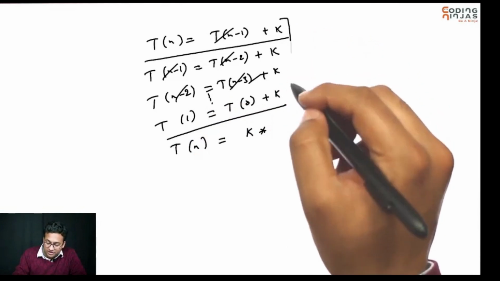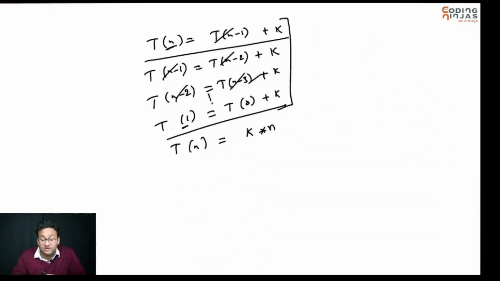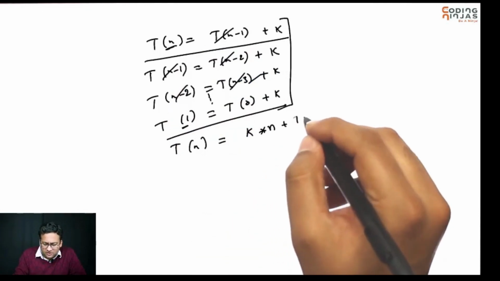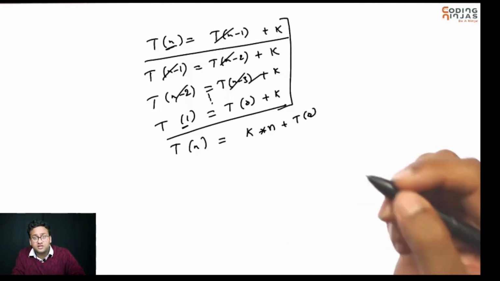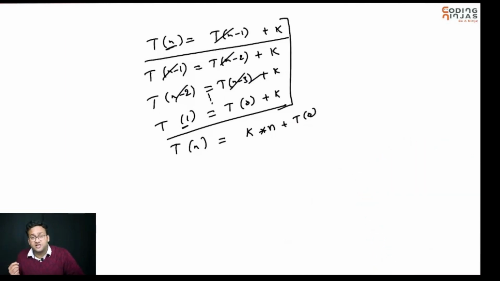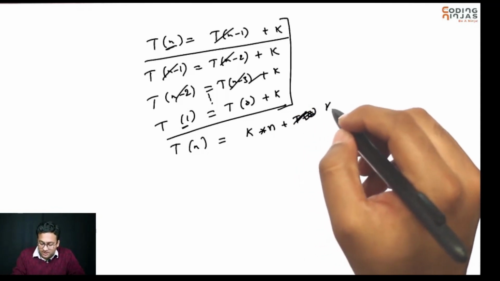So I have n equations. This started from n to 1. So n equations, so k into n plus T0, which is a constant. T of 0, it comes, it checks the if condition and returns. So some constant work. So this is k2.